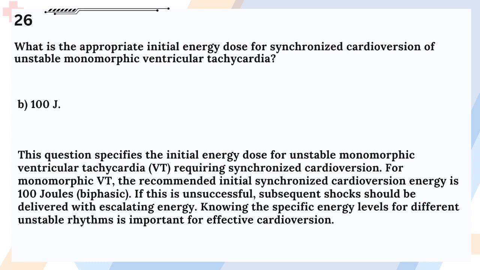Answer: B. 100 J. This question specifies the initial energy dose for unstable monomorphic ventricular tachycardia, VT, requiring synchronized cardioversion. For monomorphic VT, the recommended initial synchronized cardioversion energy is 100 joules, biphasic. If this is unsuccessful, subsequent shocks should be delivered with escalating energy. Knowing the specific energy levels for different unstable rhythms is important for effective cardioversion.